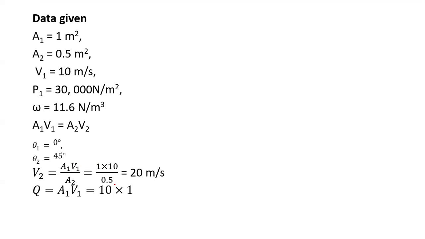The discharge is area times velocity. So 10 is our velocity 1. Then area 1 is 1. So 10 multiplied by 1, we get our discharge as 10 cubic meters per second.